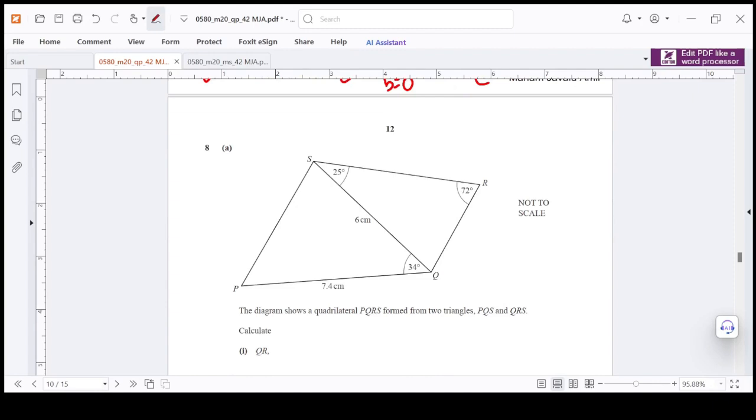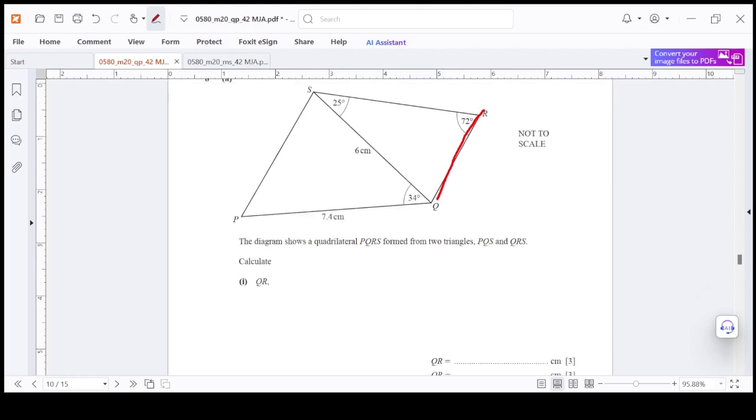Okay. Next question, 8a. The diagram shows a quadrilateral PQRS formed from two triangles PQR and QRS. Calculate QR. So we need this length, and I believe we could use sine rule easily. It's going to be QR upon sine 25 equals 6 upon sine 72. Cross multiply: sine 25 times 6 divided by sine 72, 2.666.